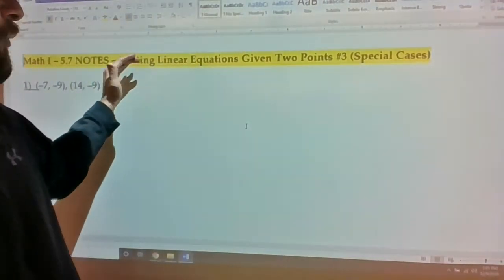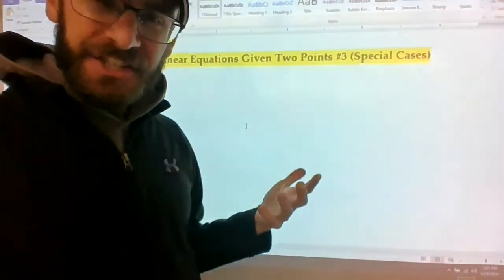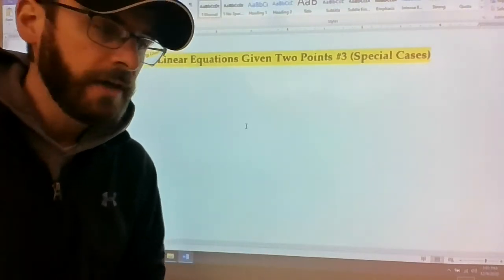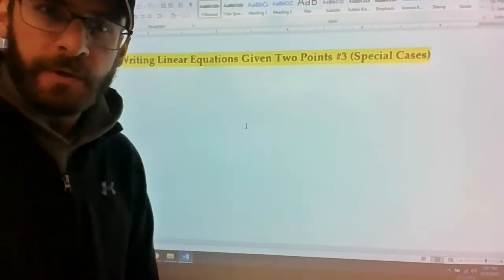We're still talking about writing linear equations given 2 points, but these are kind of special cases that require us to think a little bit outside the box at times. On other times, you don't need to really think too much outside the box. Let's see what we got here.